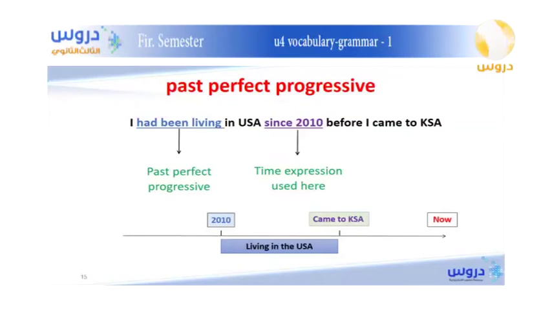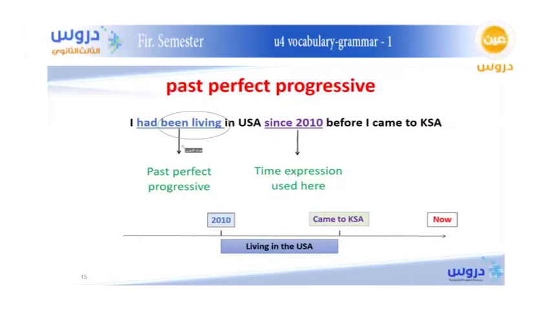So I had been living in USA since 2010, before I came to KSA. So the first sentence, I had been living in USA since 2010, and the second sentence, which is also in the past, before I came to KSA. So past perfect progressive in the first sentence. The time expression used here is since.